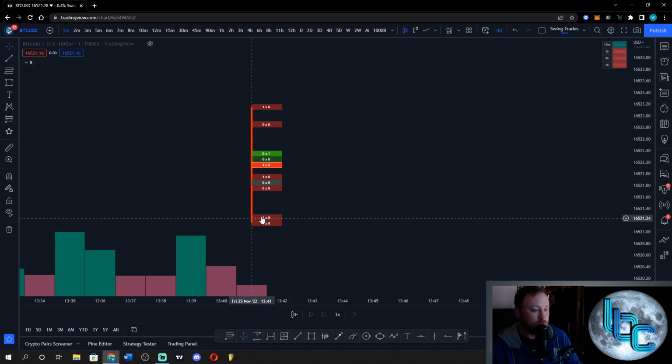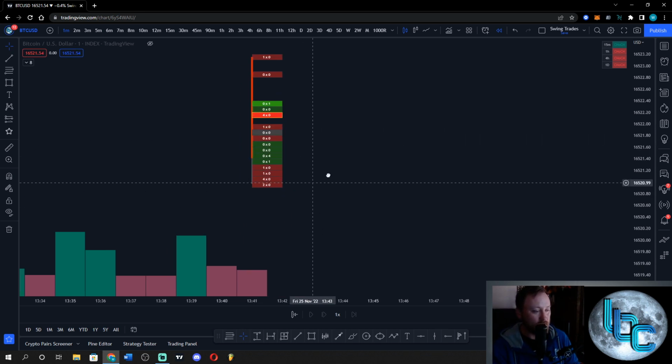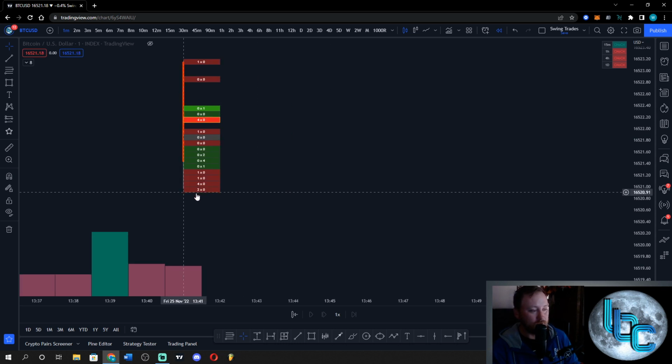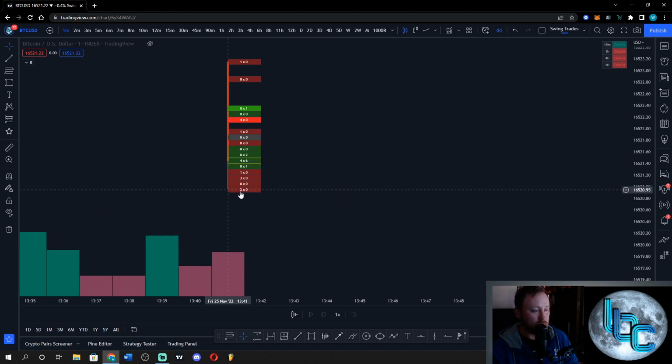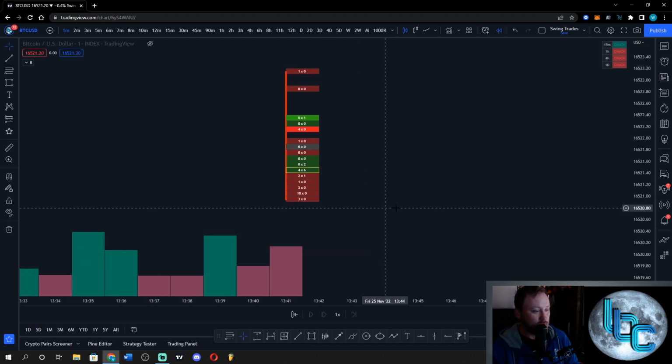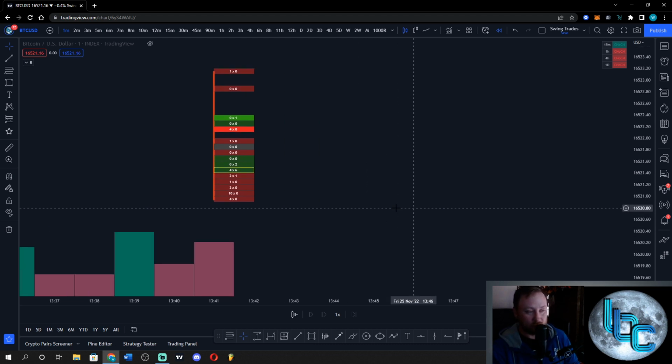Now, the red means you have more sell orders than buy orders. Gray means not enough information. If it's blank, then there were no orders in that area. Your left number is your bid. Your right number is your ask. So this is what people are bidding, and this is what people are asking. We'll go into that in further detail.